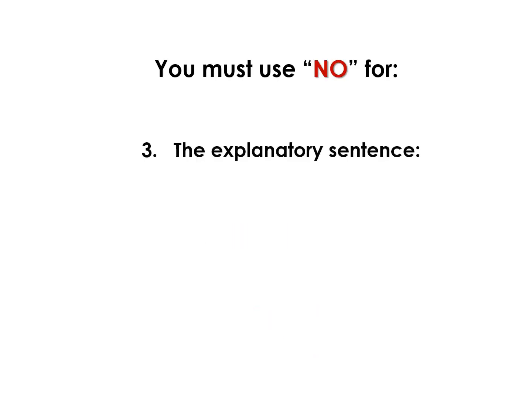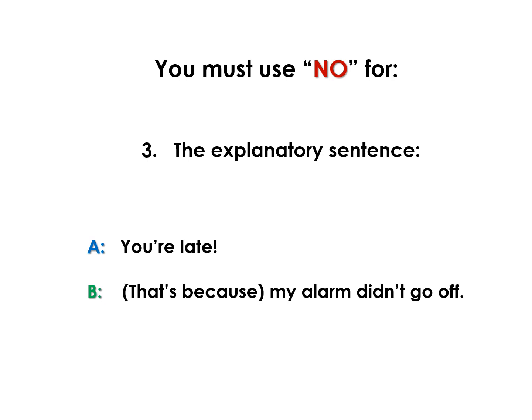You must also use no when you're making an explanatory sentence. Let me give you an example. Someone says to you, "Oh, you're late," and you reply, "That's because my alarm didn't go off." My alarm didn't go off is an explanatory sentence, and you would give that nuance by nominalizing that whole sentence using no. Let's look at some examples.